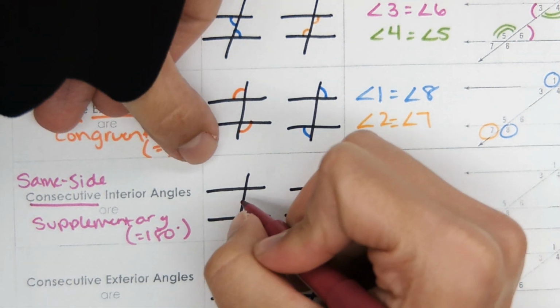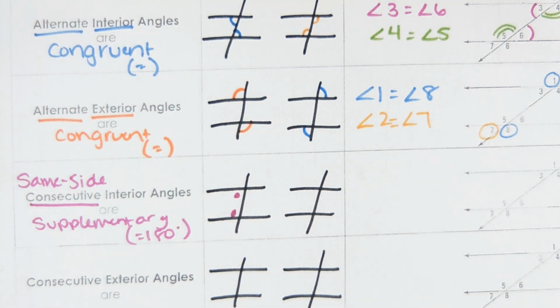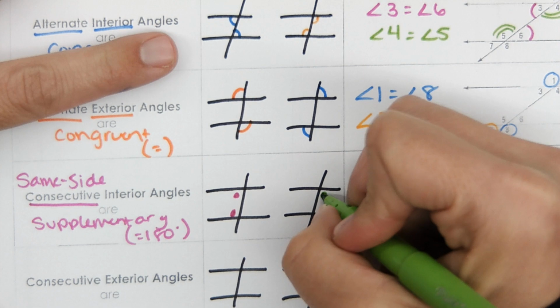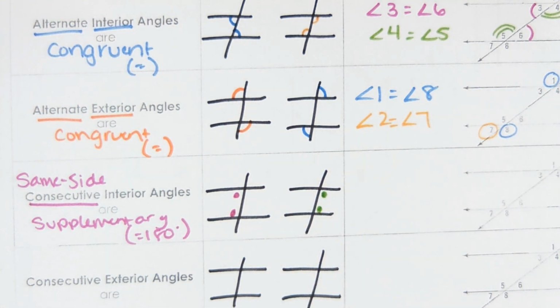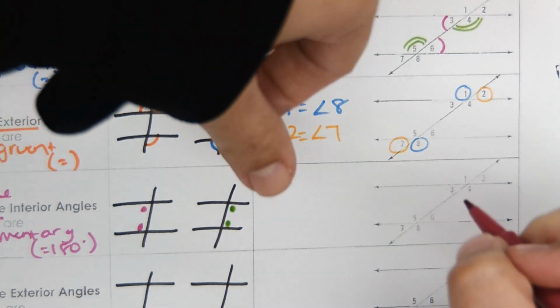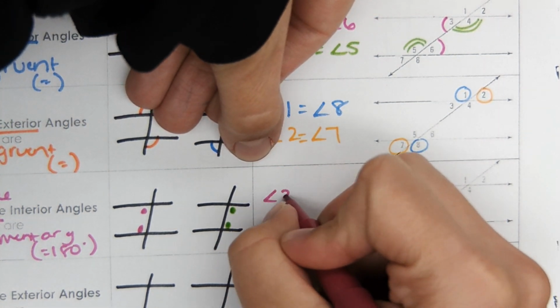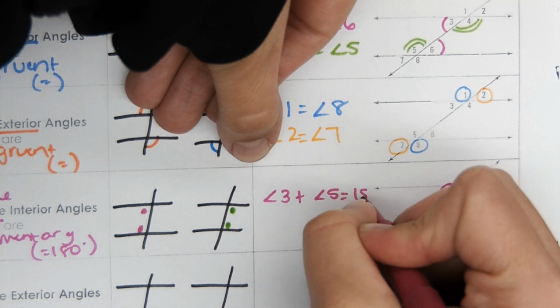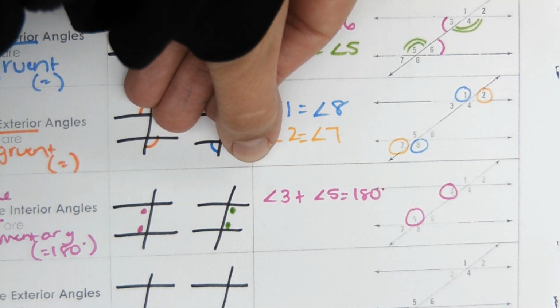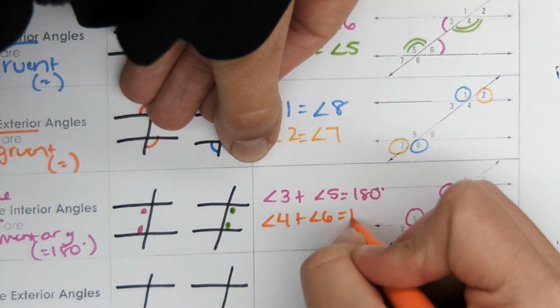And so what these look like is same side of the transversal, on the interior, same side, interior. And then looking at it on here, it would be like angle 3 and 5. So angle 3 plus angle 5 equals 180 degrees. Like 4 and 6 here. Angle 4 plus angle 6 equals 180 degrees.